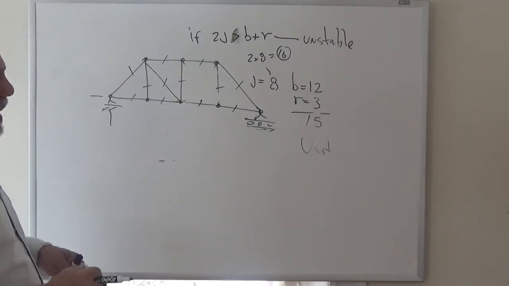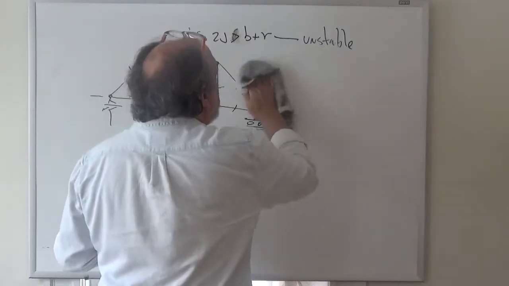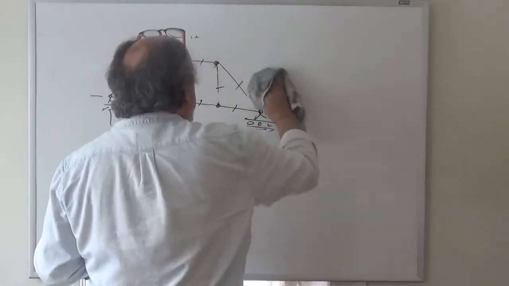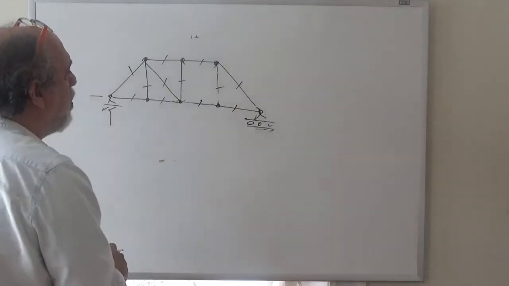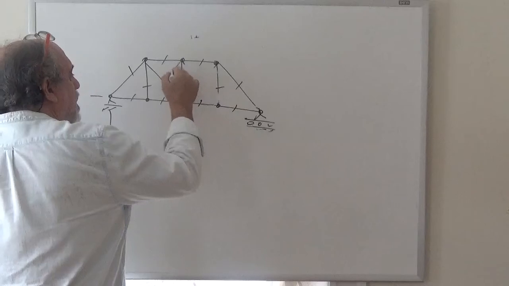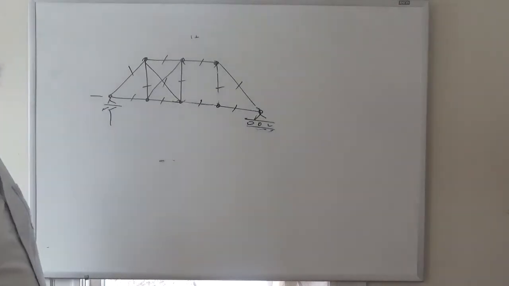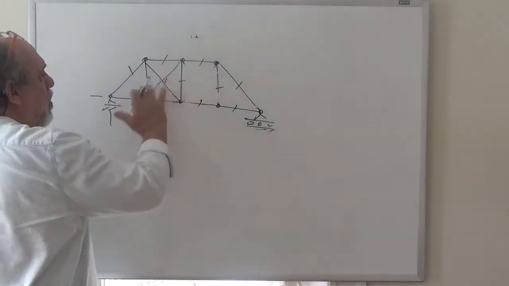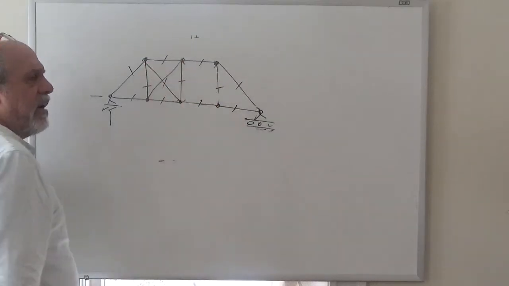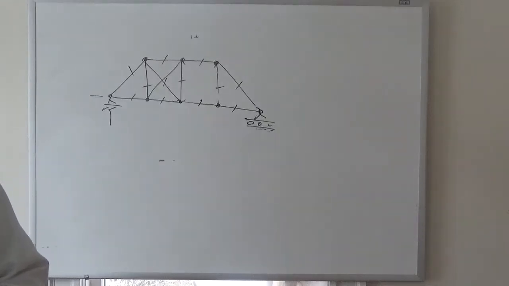Why do I say you have to be careful? Because you may have a situation where that one is unstable, because it's missing one bar. But now if you do this and you do the count, it would seem to say that it's determinate, right? But it's still unstable because that bar was not needed there, it was needed here, right?